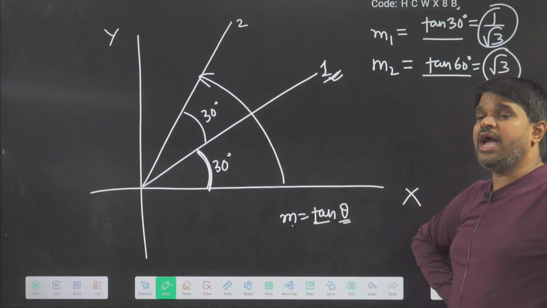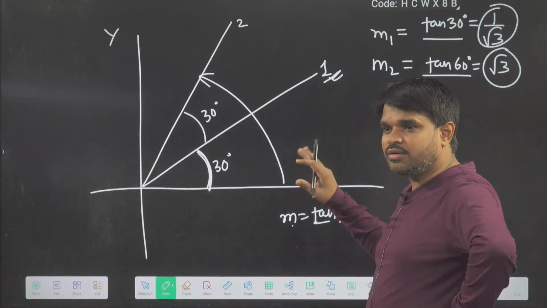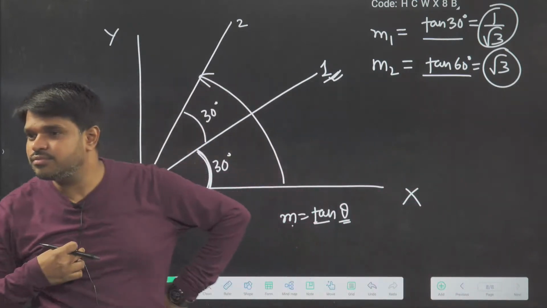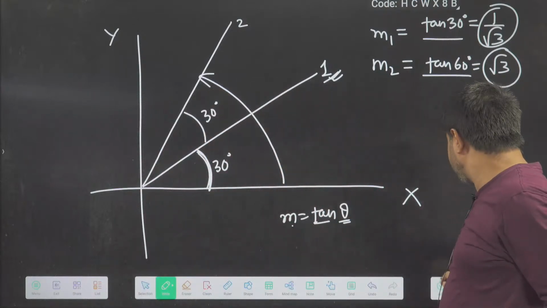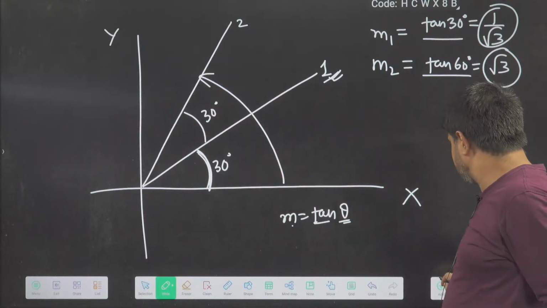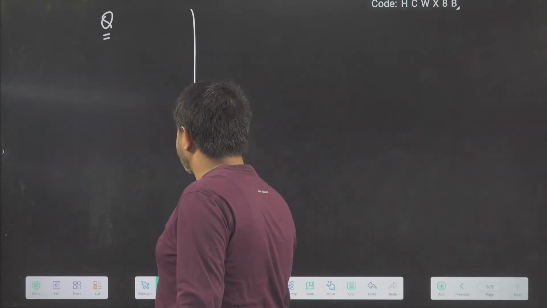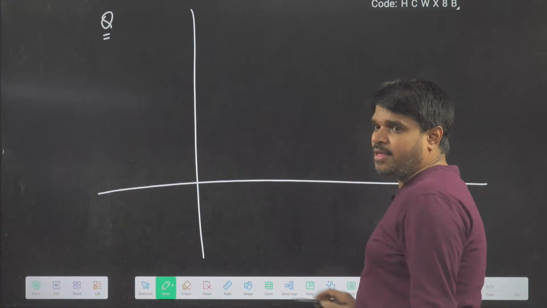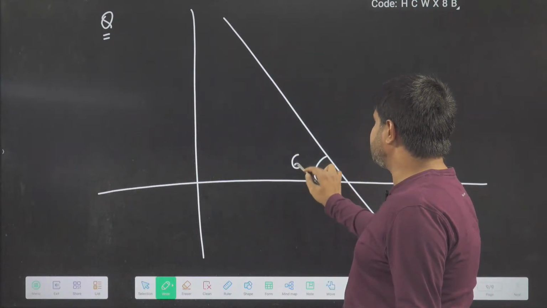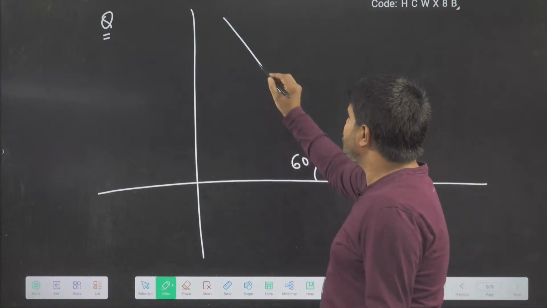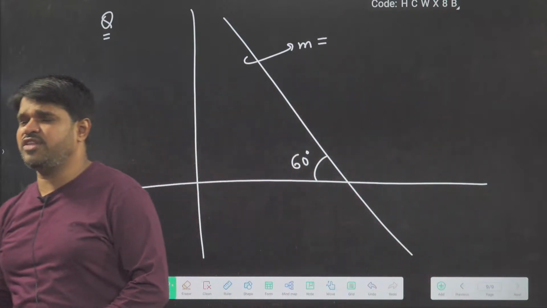Now, everyone do the next question. Okay, is it clear? Right, next one. Simple question. This is a line. This is 60 degrees. Slope of the line is m. Find the slope of the line.